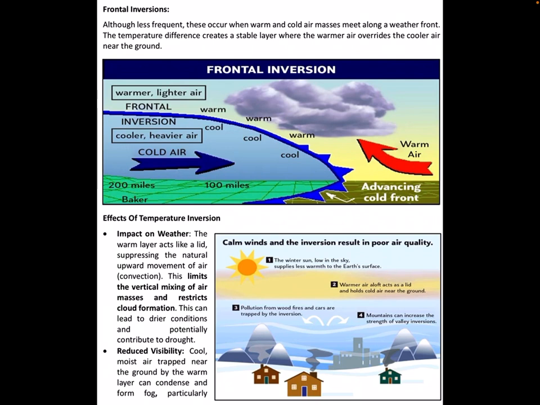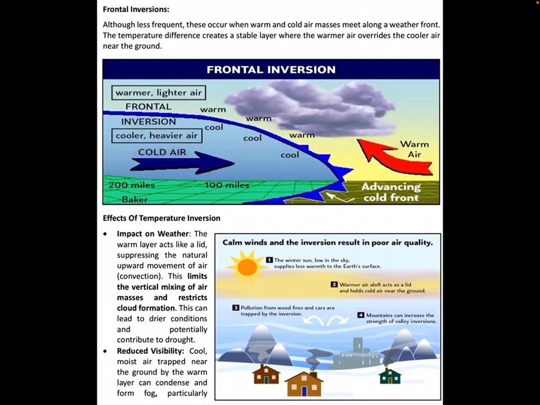The first effect is when the warm air is above the colder air. This warm air pressurizes and suppresses the colder air, and restricts it from ascending. That's why it restricts cloud formation. This is the first impact: clouds do not form. The second impact is reduced visibility.